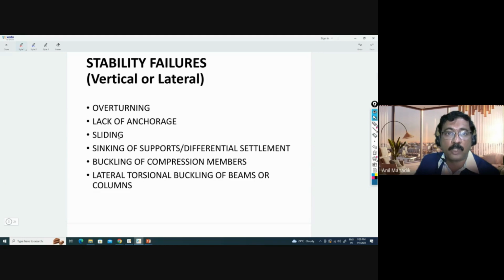Structure may fail due to sliding, fail or collapse. Structure may fail due to the sinking of supports or differential settlement. It may fail by buckling of compression members like columns. Column may buckle, and lateral torsional buckling of beams or columns. So these are the important stability failures you should know.